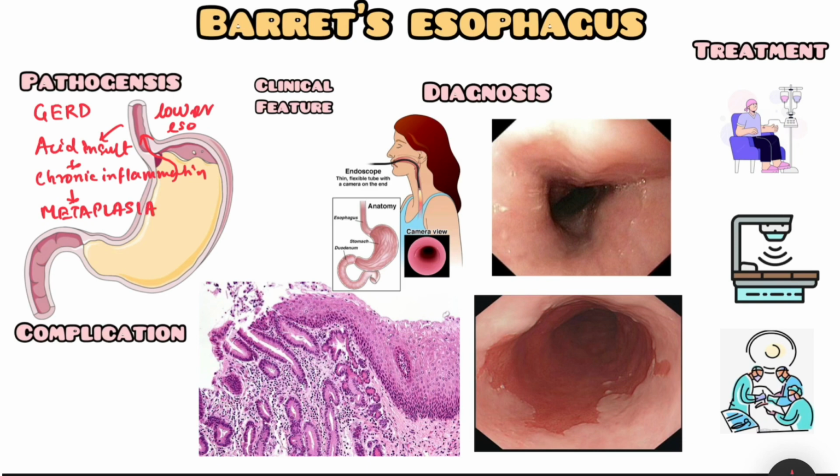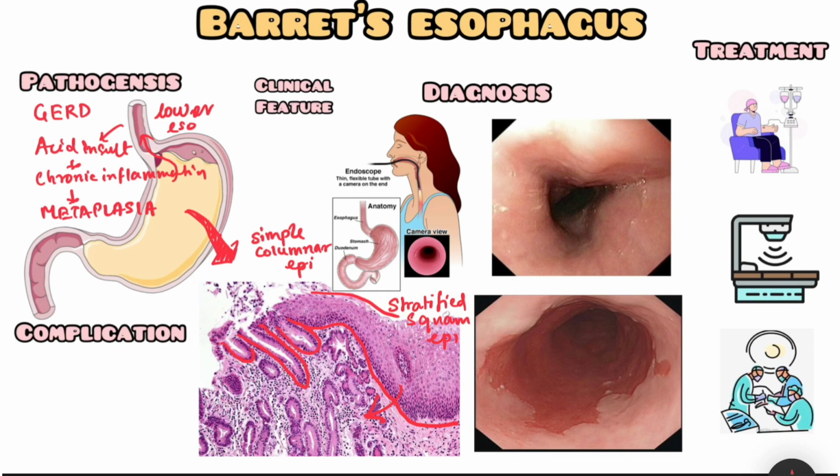Metaplasia means replacement of one type of cell by another type of cell. As you can see over here, the normal cells of the lower part of the esophagus are stratified squamous epithelium, this part, but due to this chronic inflammation, this stratified squamous epithelium has got converted into simple columnar epithelium with certain glandular components.